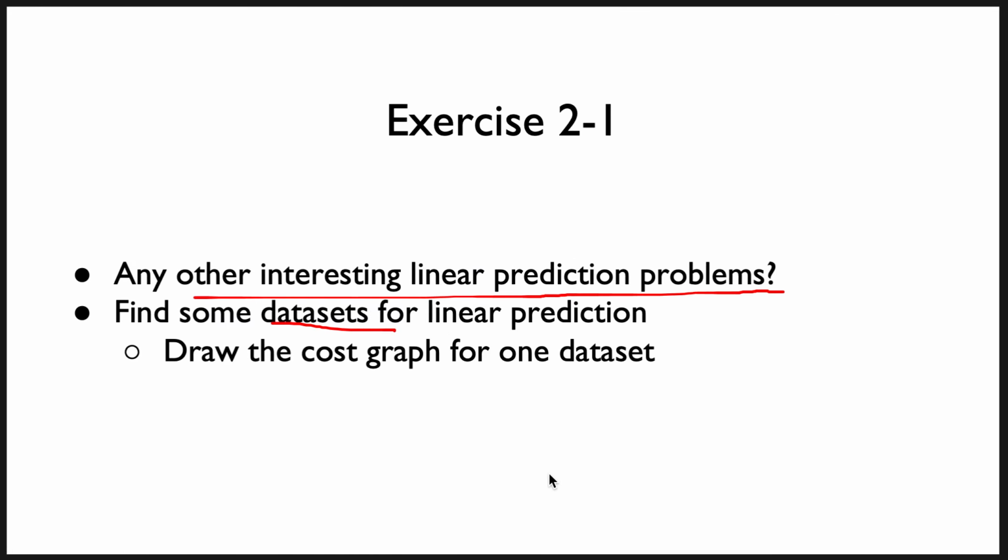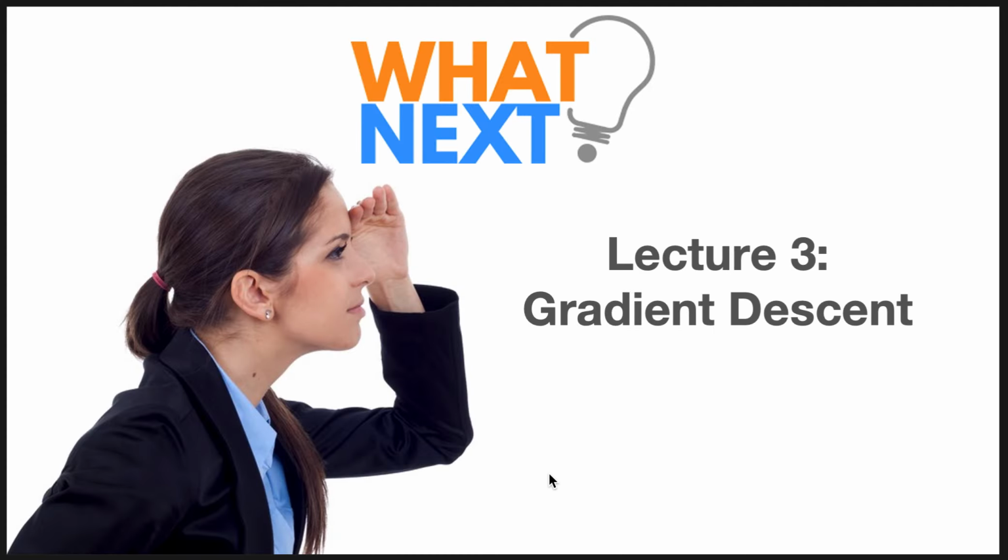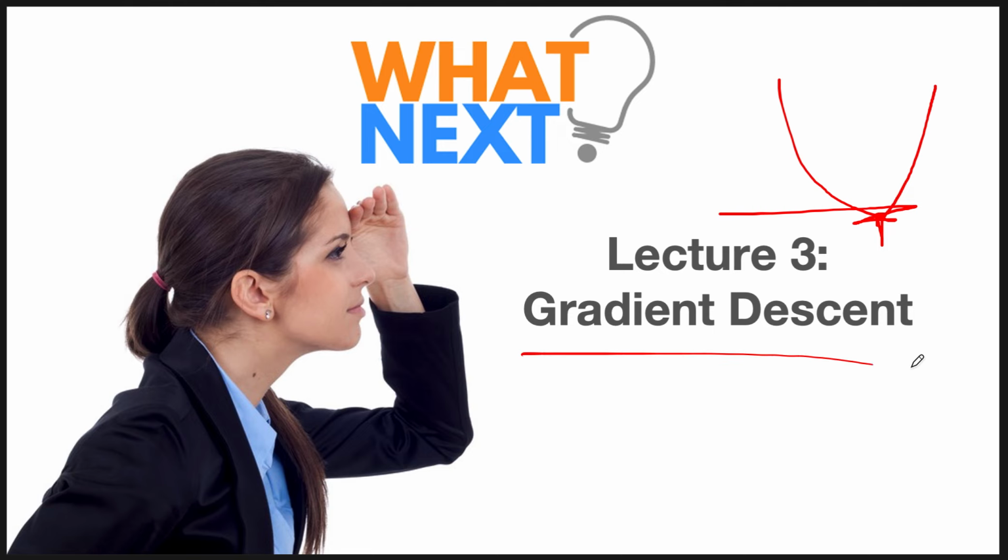Come back to the next lecture. We are going to talk about how we can find the best value, which keeps the lowest cost, automatically using a method called gradient descent.